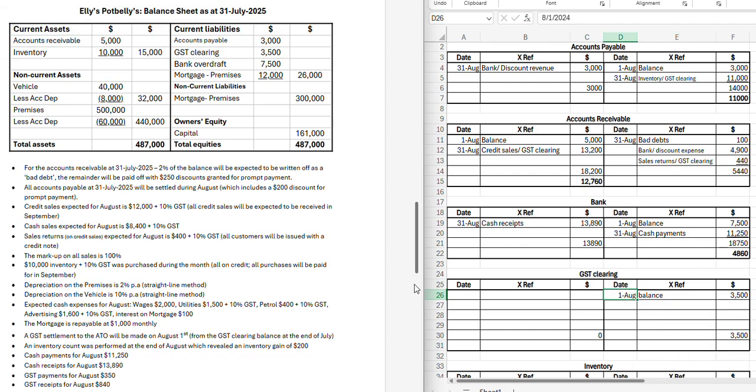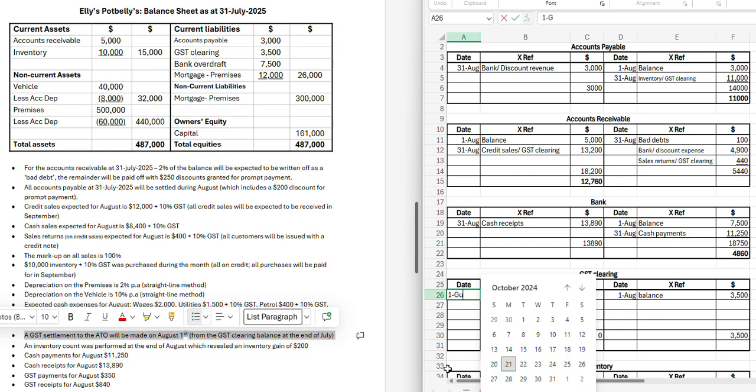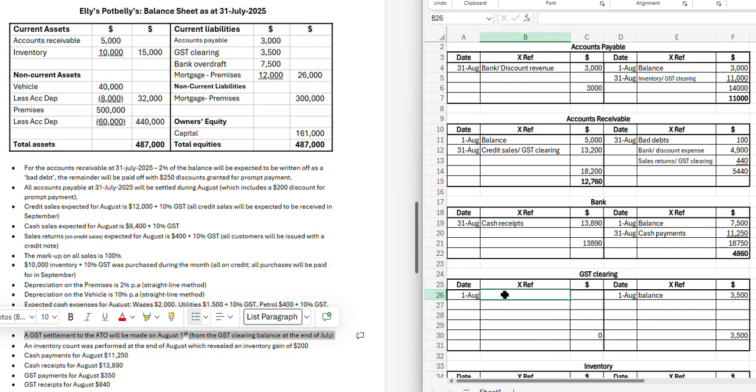Now, if we look towards the bottom here, there's a settlement made on the 1st of August. So therefore, that is going to reduce that GST liability. We've basically squared the slate with the ATO. And again, when a liability is decreasing, that is a debit entry. So 1st of August, the payment is made. And our cross-reference is bank. Those funds are just simply going to come out of our bank account when we settle up with the ATO. So at this point, our GST balance is zero. Our debits equal our credits.